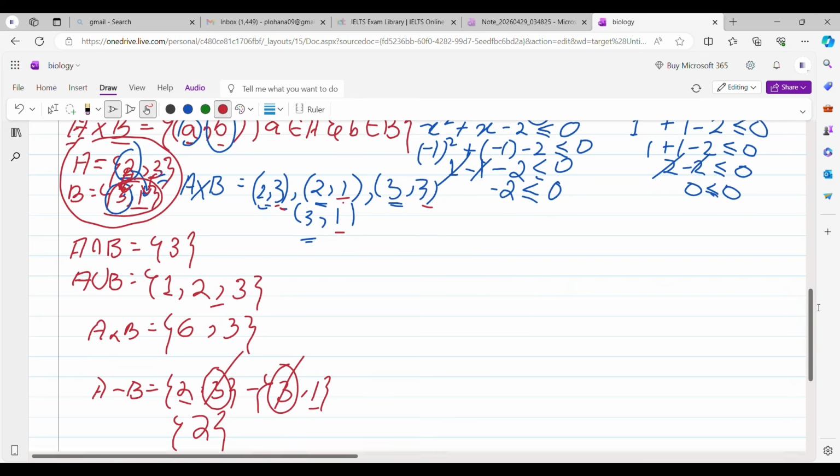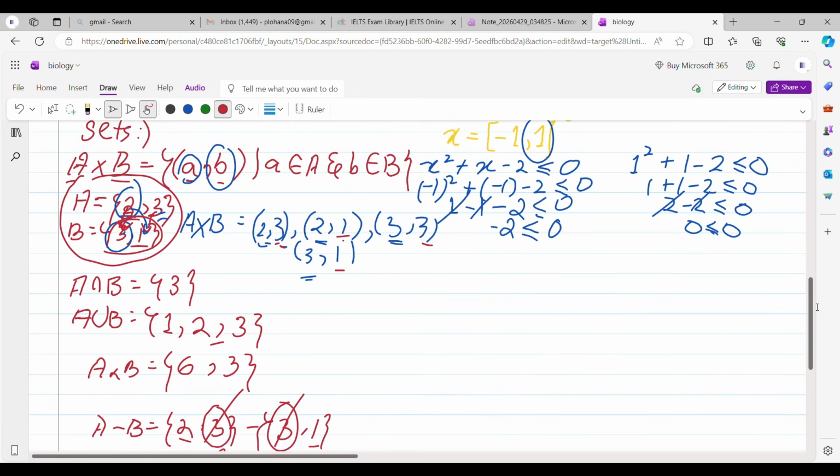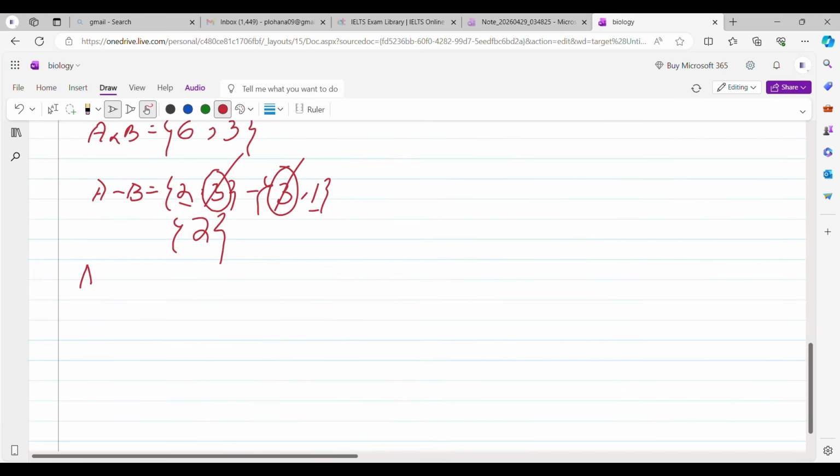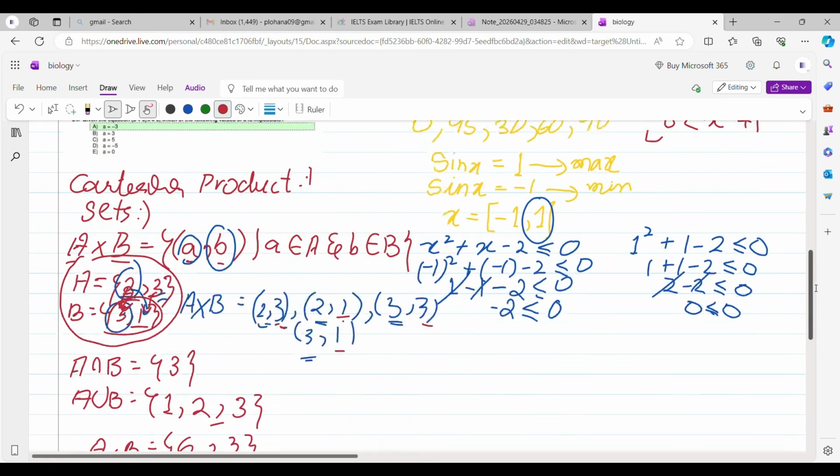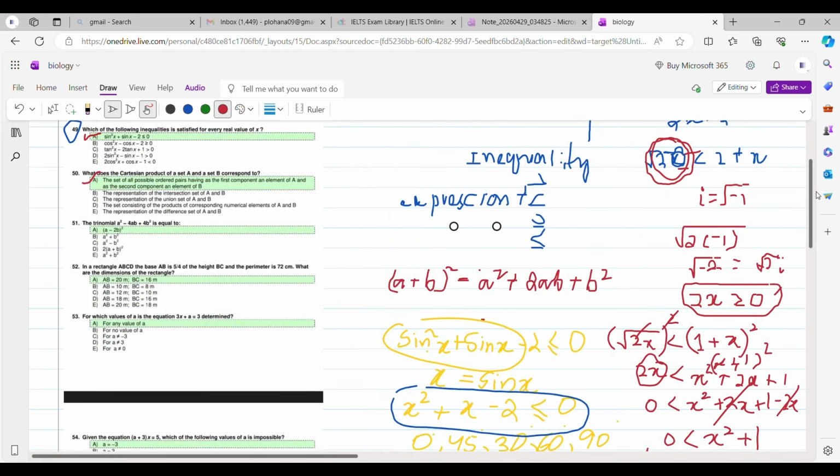If they had asked us to find the symmetric difference between these two sets, symmetric difference is basically written with this triangle. So what have we done? We just deduct the common elements. For instance, 3 is common, so 3 is deducted. Now we write all the elements that are left in set A and set B. In difference, we just write the elements that are left in the first set, but in symmetric difference, we write all the elements that are left except for the common one. I hope the E option is clear to you as well.